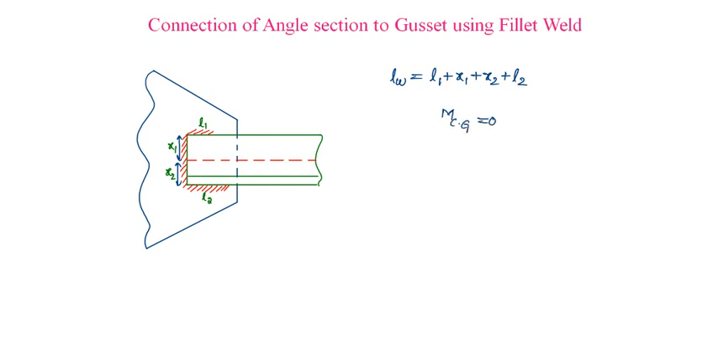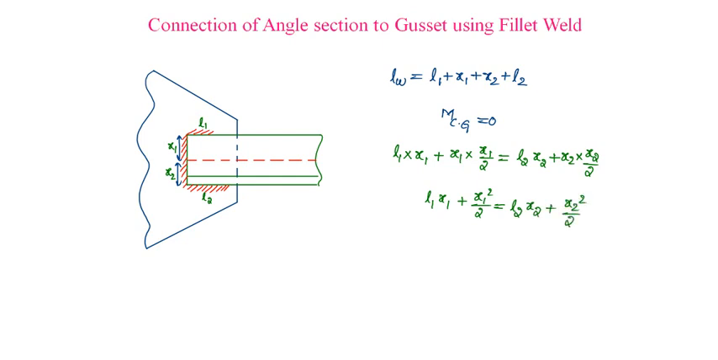That implies L1 into its CG distance, which is x1, plus x1 into its CG distance, which is x1 by 2, should be equal to L2 into its CG distance, which is x2, plus x2 into its CG distance, which is x2 by 2. That is, L1 x1 plus x1 square by 2 should be equal to L2 x2 plus x2 square by 2. Using these two equations, equation 1 and 2, we can solve for L1 and L2.